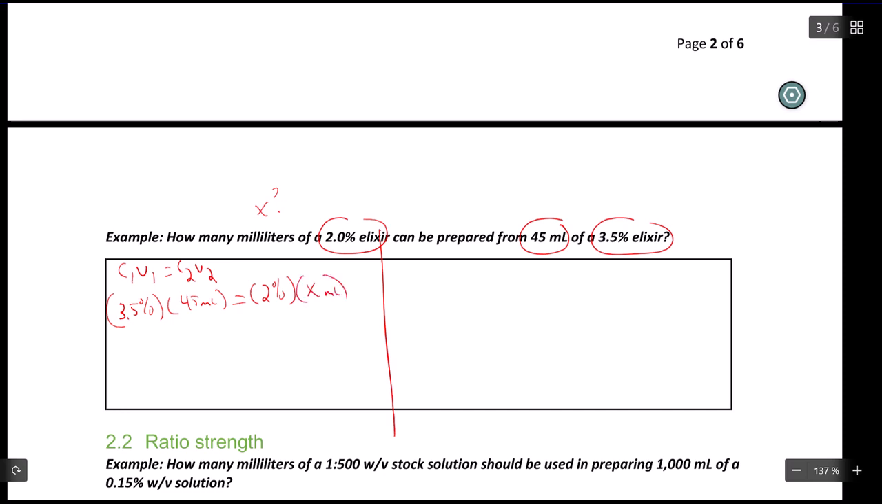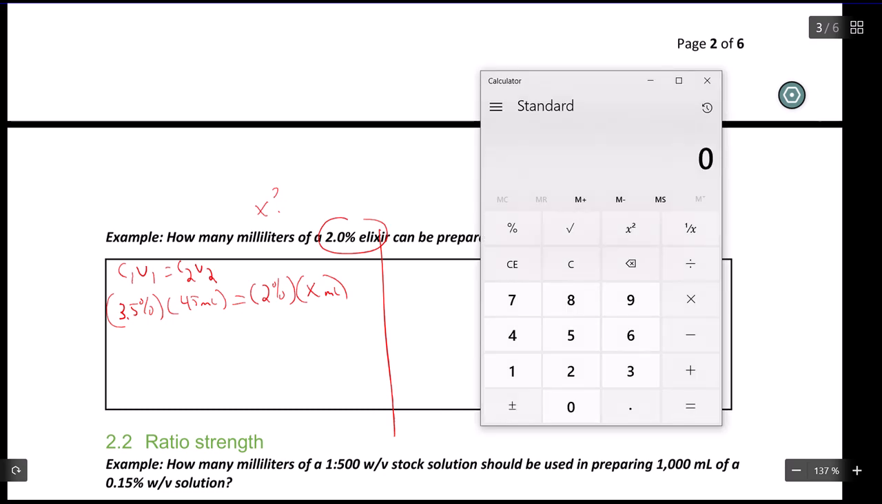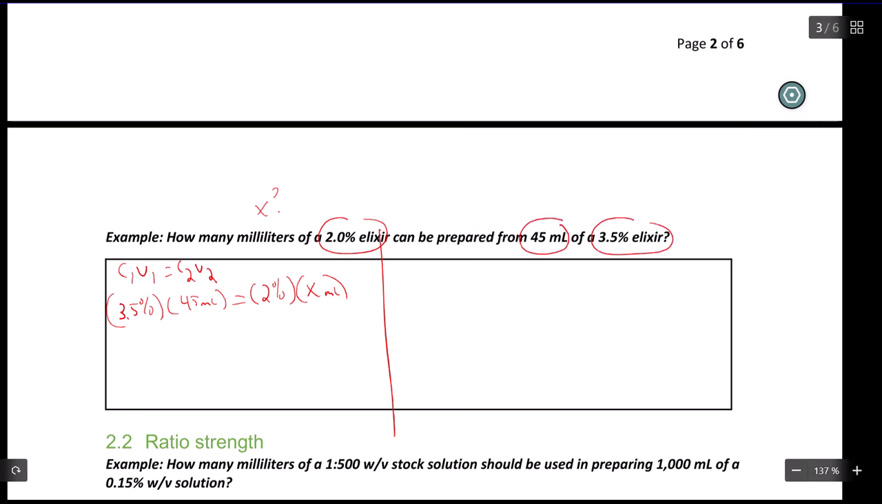So what do we get when we solve that? This is 3.5 multiplied by 45, and then I'm dividing it by 2. So I've got 78.75. X is equal to 78.75, and this is mLs, because that's the units there, making sure units on both sides are the same for the concentration in the liquid.